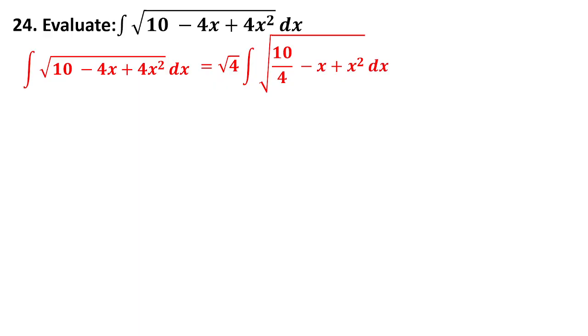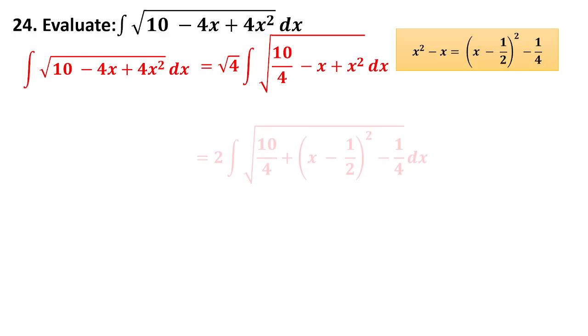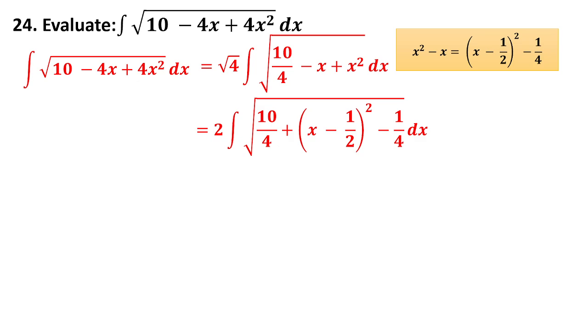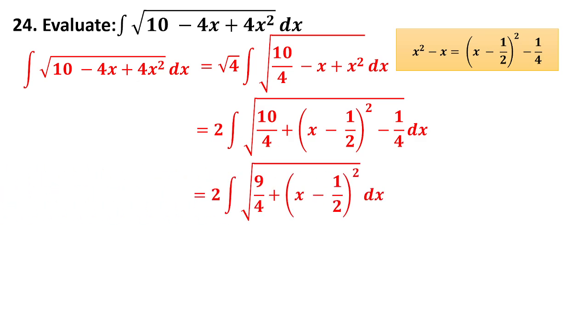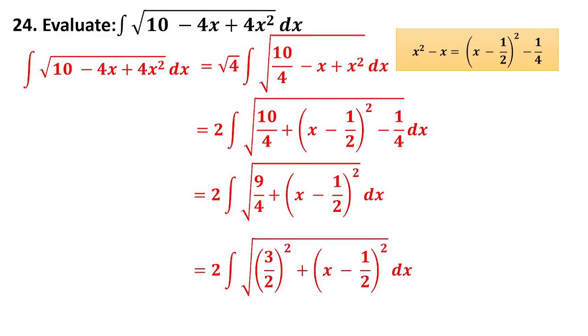It will become 10 by 4 minus x plus x square. Now take only the x square term and x term, completing the square idea. It will be written as x minus coefficient of x divided by 2 the whole square minus square of the constant. Substitute inside the integral sign now. 10 by 4 minus 1 by 4 is 9 by 4. Now 9 by 4 to be written as something the whole square to get the formula. Therefore, this is 3 by 2 the whole square plus x minus 1 by 2 the whole square.